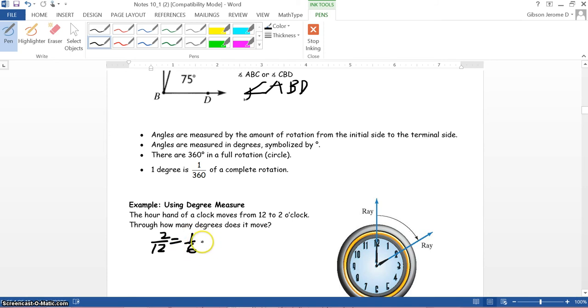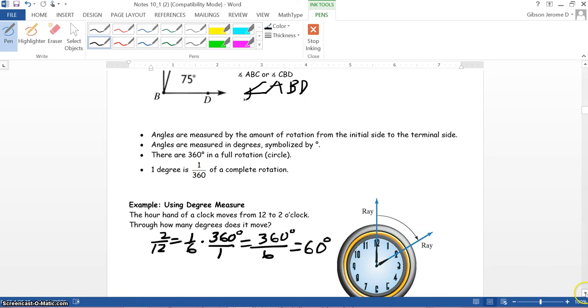Now we have to multiply this 1/6 by 360 because we know there are 360 degrees in a full rotation. So we'll put this 360 over 1, and we'll put our degree symbol. So this will give us 360 degrees all over 6. 360 degrees divided by 6 is 60 degrees. So the degree that this moves is 60 degrees from 12 to 2.